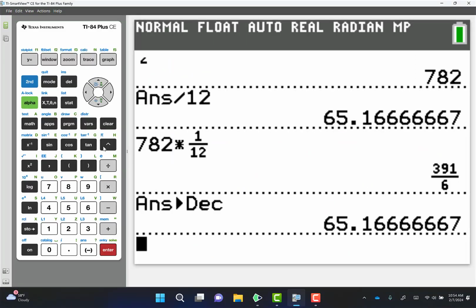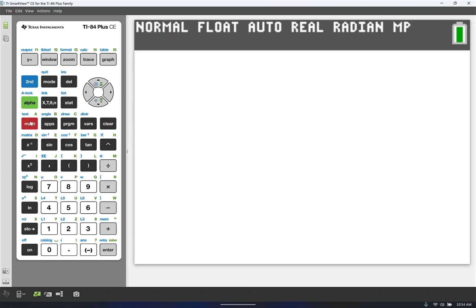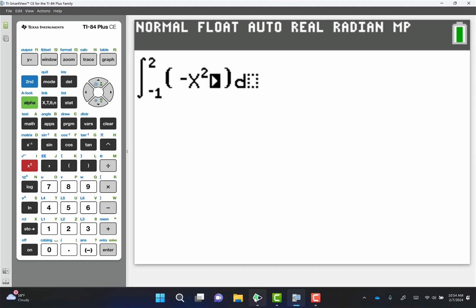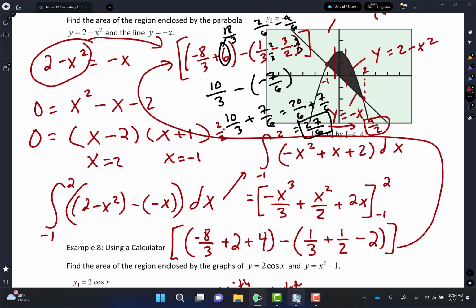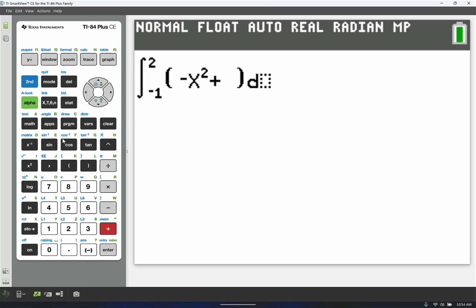All right, here we go. Let's see. I'm just using the calculator just to check, guys. Math 9 from -1 all the way to 2. And what was my function? -x squared minus x or plus x? Oh yeah, well, -x squared plus x plus 2. And I'm going to put an x here.